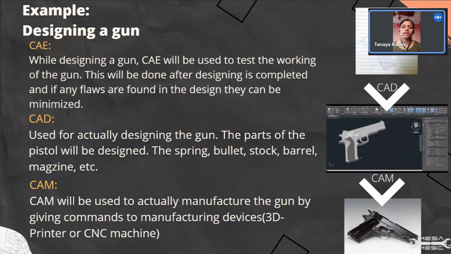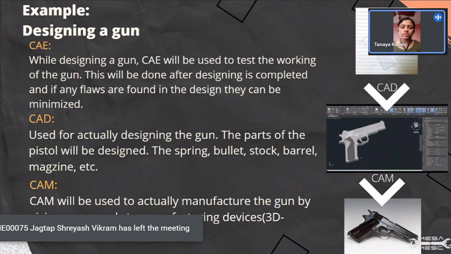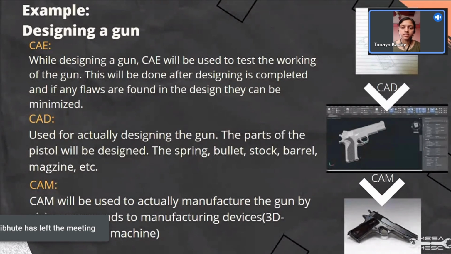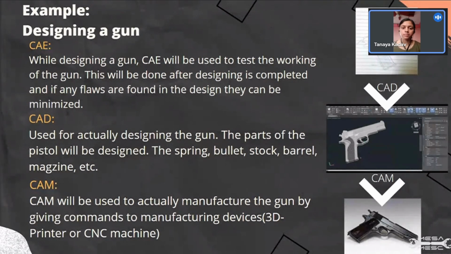Next slide. Now let's see one example so you will understand better what CAD, CAM, and CAE are and where they are used. The example is designing a gun. While designing a gun, CAE will be used to test the working of the gun. This will be done after designing is completed, and if any flaws are found in the design, they can be minimized. CAD is used for actually designing the gun. Parts like the spring, bullet, stock, barrel, etc. will be designed, and CAM will actually manufacture the gun by giving commands to manufacturing devices such as 3D printers, CNC, etc.